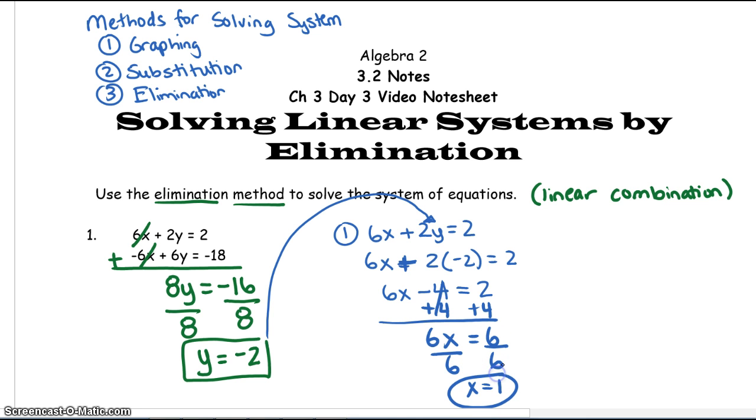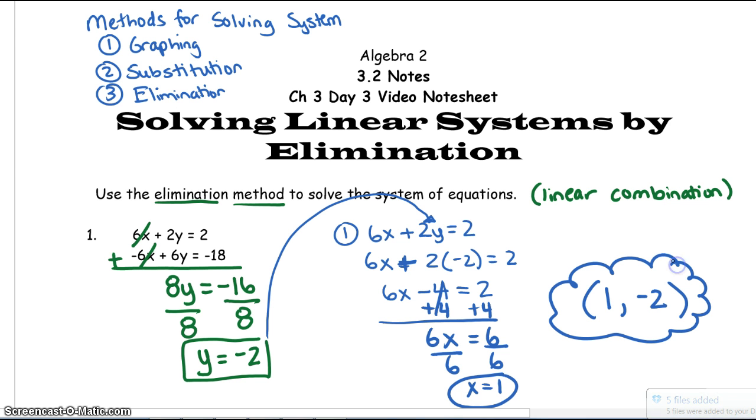Now, a lot of people are like, yay, we're done! But you have one more thing you still have to do. You have to write it as a point, and the point that we're talking about is 1 comma negative 2. So here it is. That's our final solution.